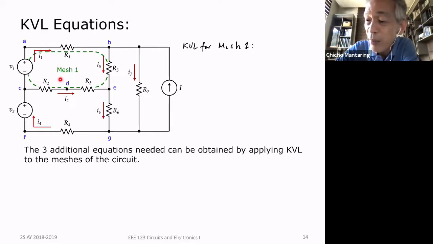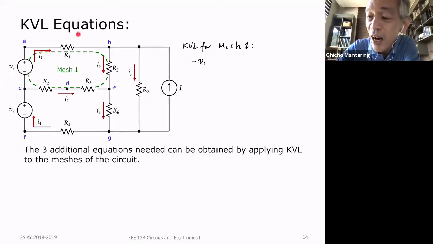I go around mesh 1, let's say in the clockwise manner. So you always have to decide what direction you want to go around the mesh. Let's say I want to go around mesh 1 in the clockwise manner. I'm going from negative to positive. So that is minus V1.